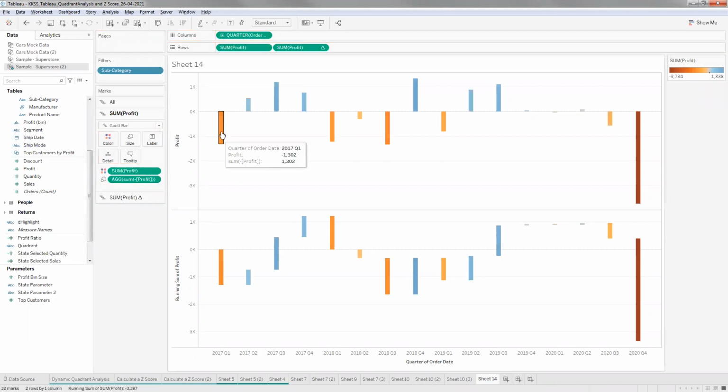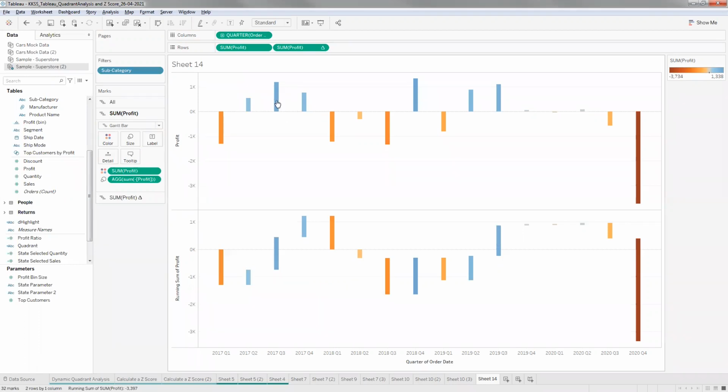Right, so red is loss and profit is in blue. This is the loss I've made in the first quarter, and in the second quarter I've made some gains, some profit. So obviously my loss has reduced. I've ended here, and it's gone up to, as of now, the current loss.